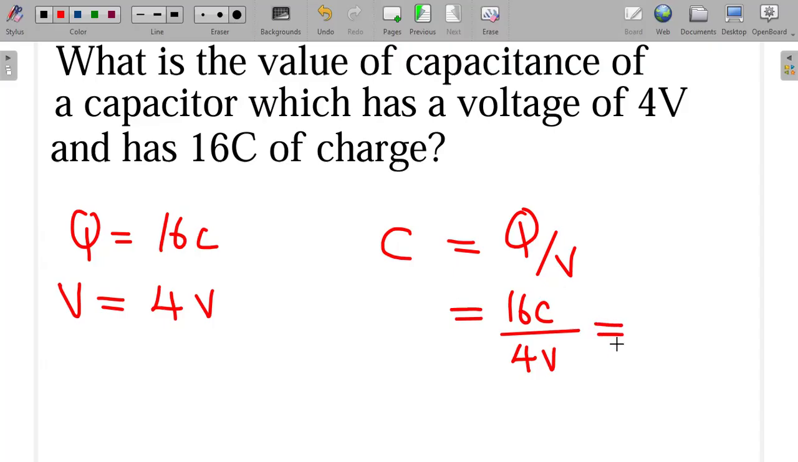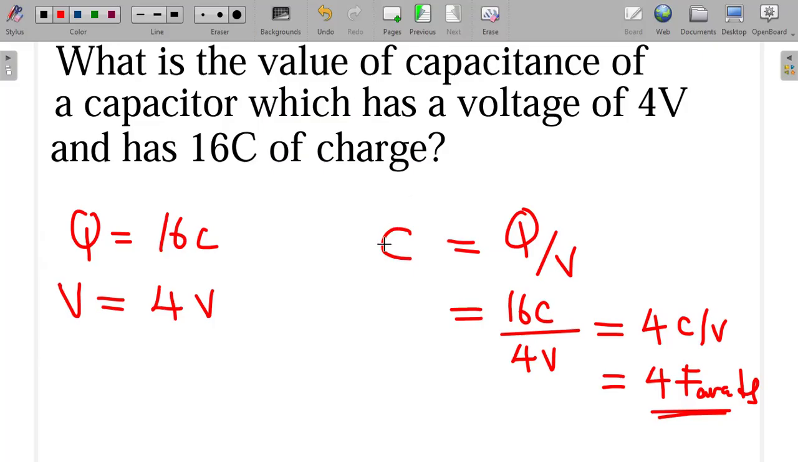So when you divide this, what you're going to have is simply 4 charge per voltage. Okay, so now 4 charge per voltage is simply just Farad. So the unit for capacitance, we say Farads. So the capacitance there is simply 4 Farads.